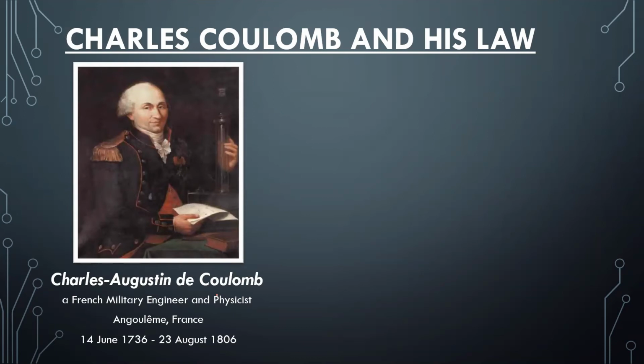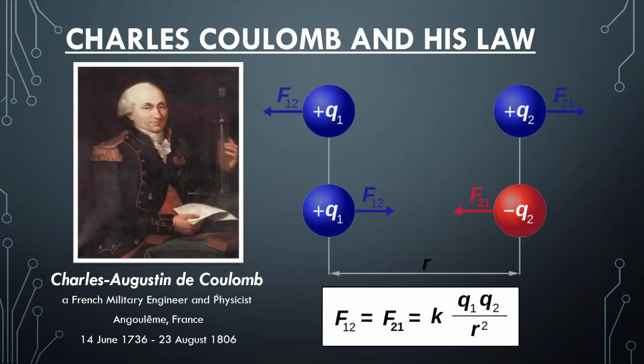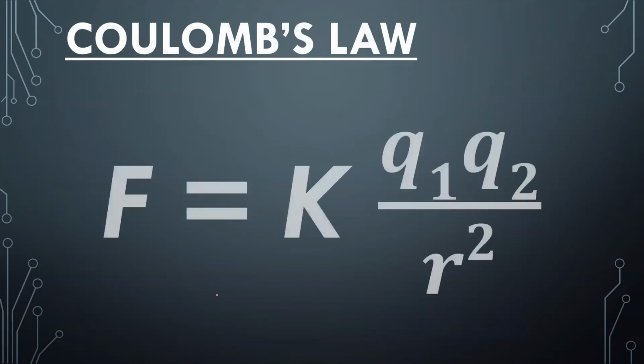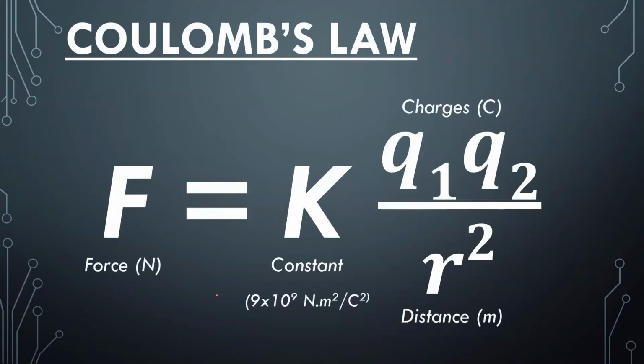And based on this observation, he developed an equation, which is the Coulomb's law, which is F is equal to K times Q sub 1 times Q sub 2 over R square, where F is the force in Newton, K is a constant, equal to 9 times 10 to the power of 9 Newton times square meter divided by square coulomb.